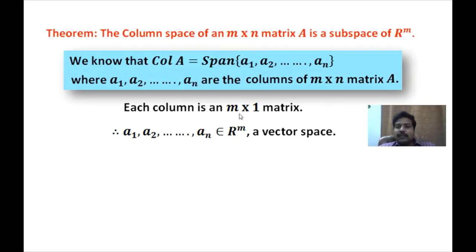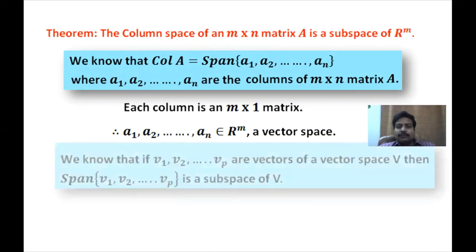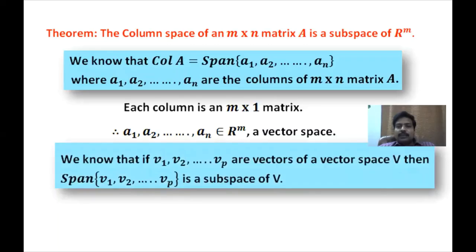Each matrix can be written as an m-tuple or as an m by 1 matrix with m rows. So these are all elements of Rm. We have already seen that Rn for any n greater than or equal to 1 is a vector space. Since m is also greater than or equal to 1, a natural number, Rm is also a vector space. So this is the theorem we have.